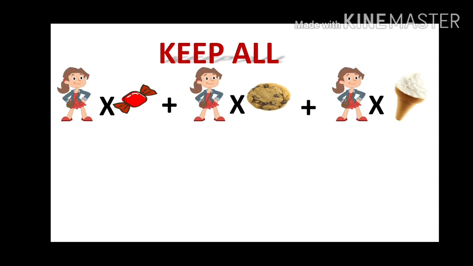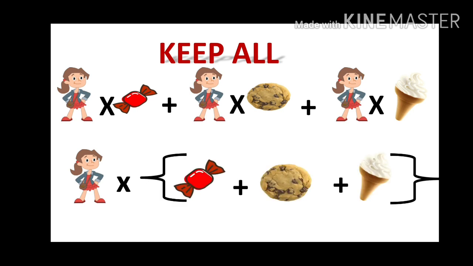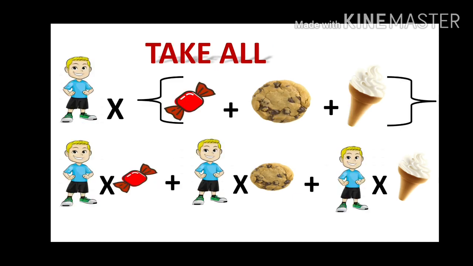Now keep all. Jenny likes chocolate, Jenny likes cookies and Jenny likes ice cream also. So whatever she likes, she keeps in the bag. That is the brackets. She makes one group of what she likes. So she likes chocolate, cookies and ice cream, and she keeps them in one group.